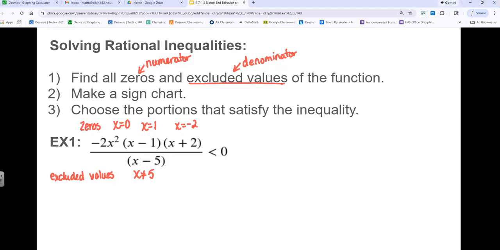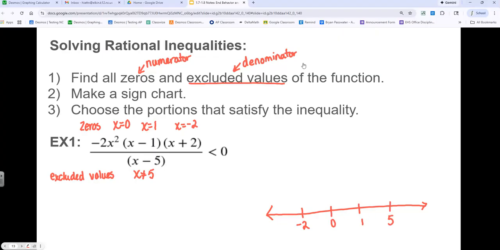Now, even though it is an excluded value, a value that we cannot have, we still want to put that on our sign chart. So all zeros and excluded values are going to go on your sign chart. When we make a sign chart, it's going to be just like we did for the polynomials. We want to put these numbers, 0, 1, negative 2, and 5, on our number line. So we'll have our negative 2 here, 0, 1, and 5.